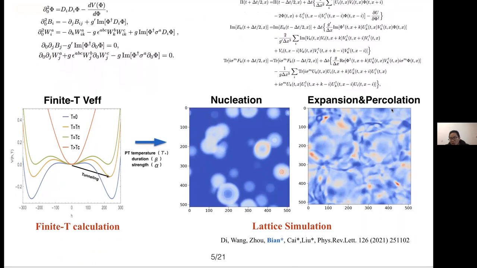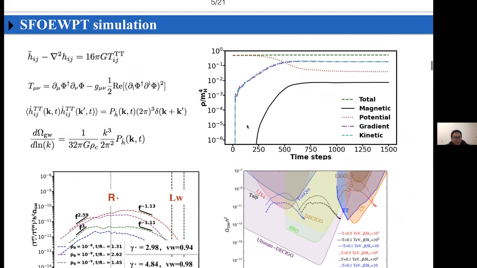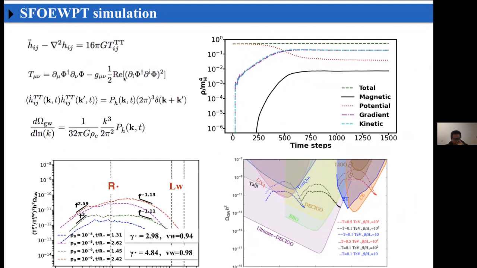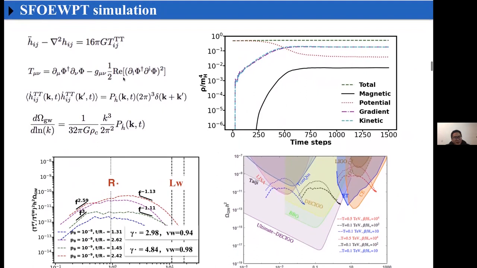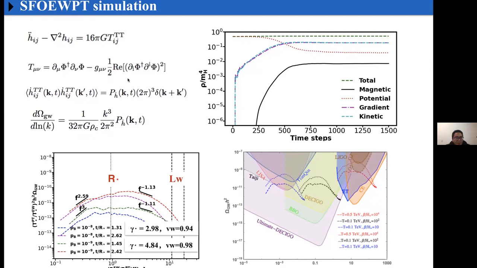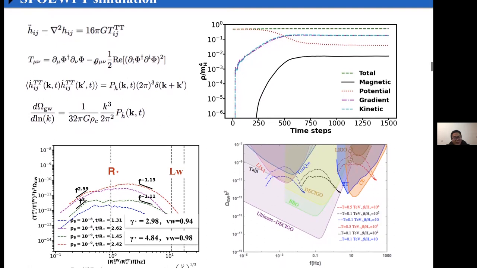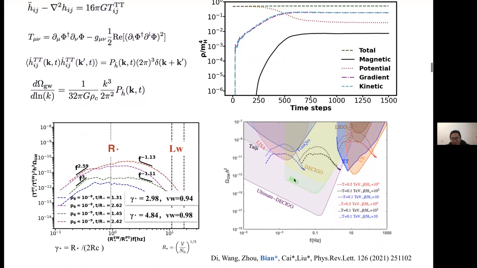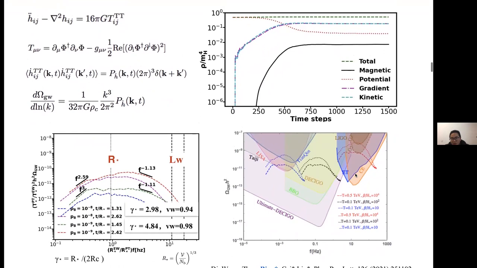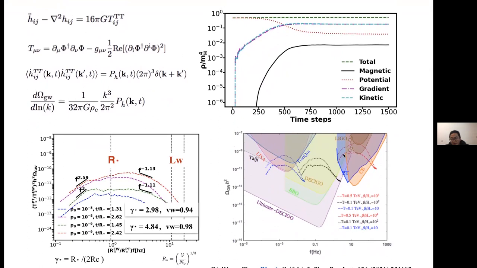During these processes, we have the contribution from the bubbles and also maybe the sound waves. But in this work, we didn't consider the sound wave. With this contribution from bubble dynamics, we can perform the related simulation and get the gravitational wave spectrum, and then we can match with different kinds of particle physics models to see if they can be probed with future gravitational wave detectors.